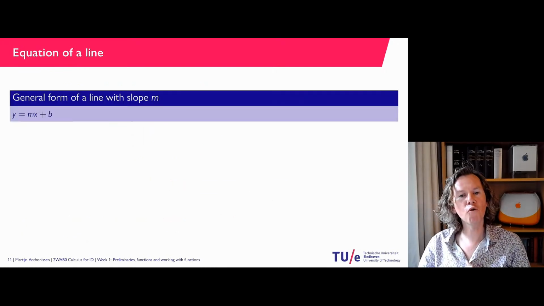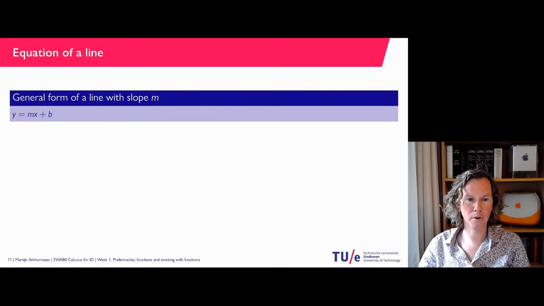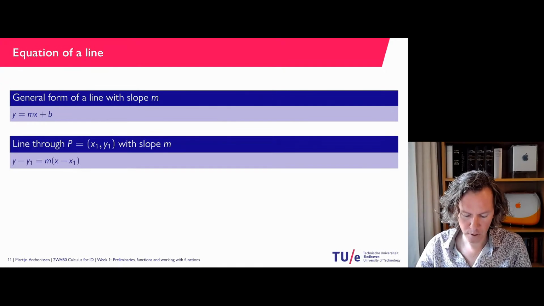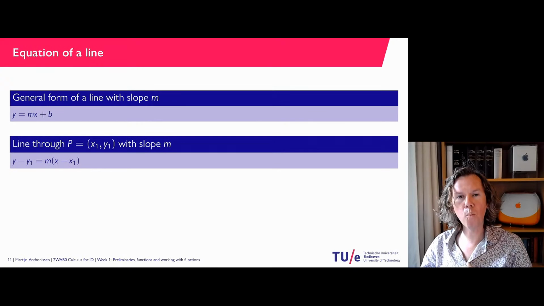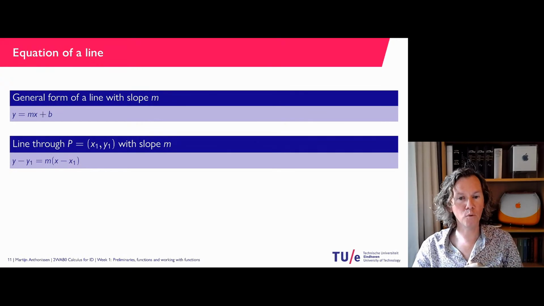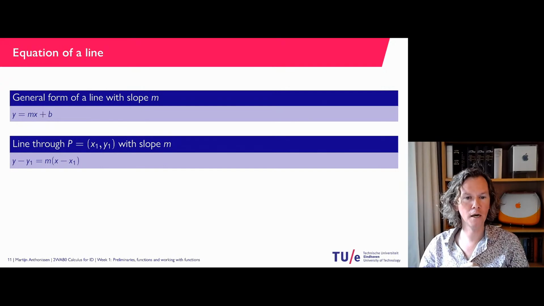So the general form of a straight line, if you have a straight line with slope m, is y is m times x plus b. So there are 2 constants in there, the m and the b. If you want to have a line with slope m that goes through a certain point x1, y1, then this is the formula for it. You can easily find that from the top blue box by substituting y is y1, x is x1.